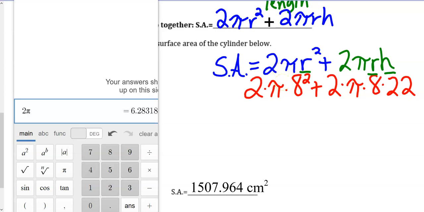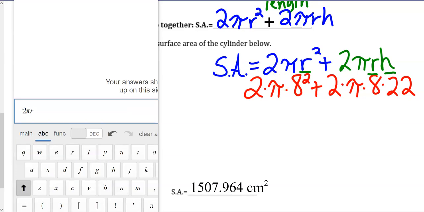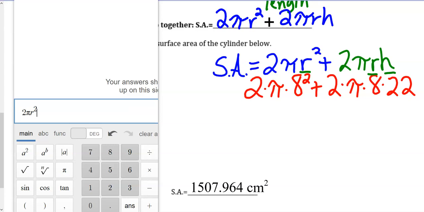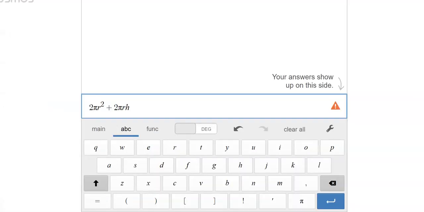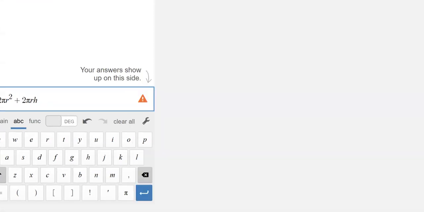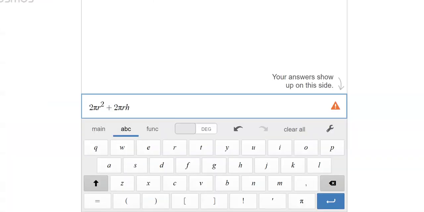2 pi r squared plus 2 pi r h. And again, it's not going to give us our answer yet. Maybe I need to make this a little bigger. It's not going to give us our answer yet because we haven't told it the value of r or h quite yet. Okay, I'm going to go ahead and leave this open because we know from the problem the values of r and h, and you have your paper in front of you.